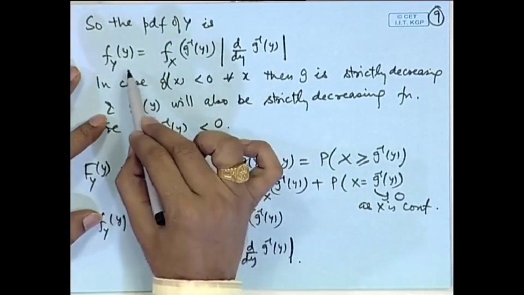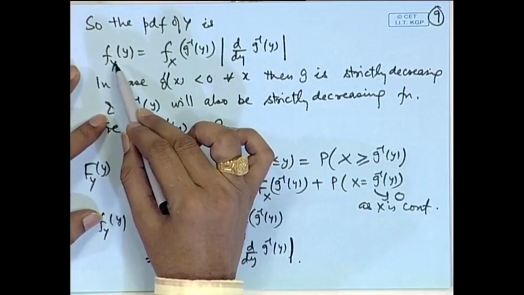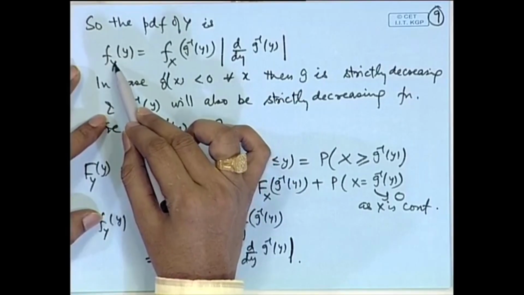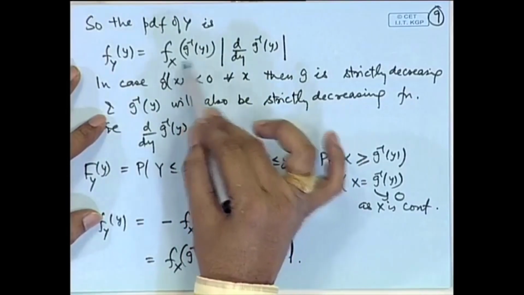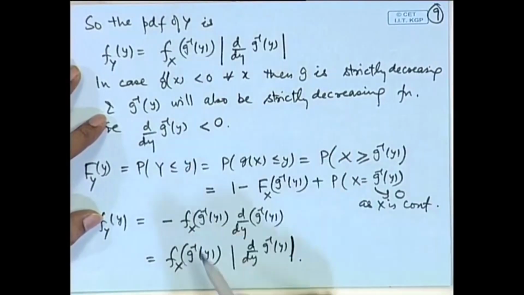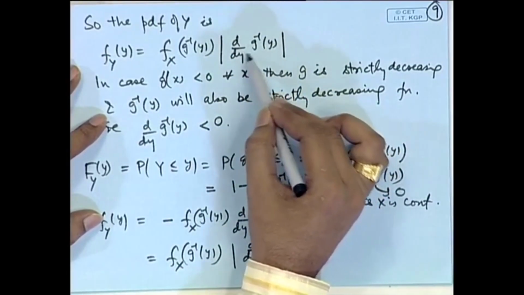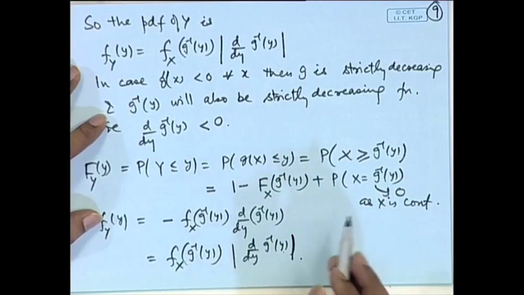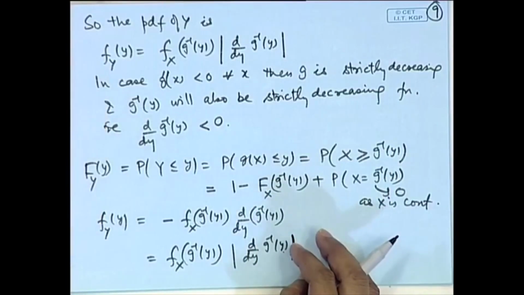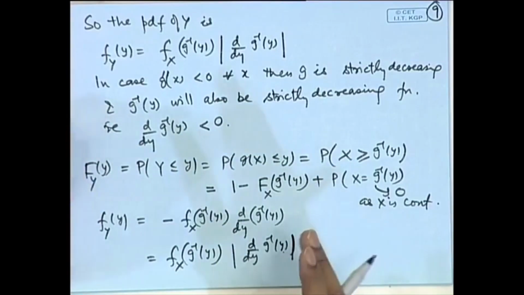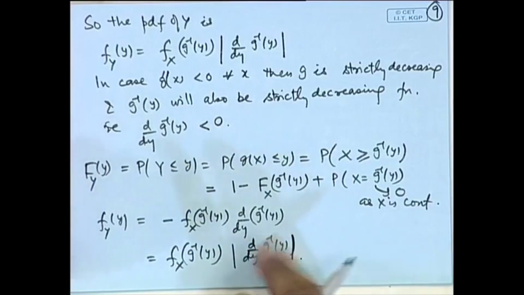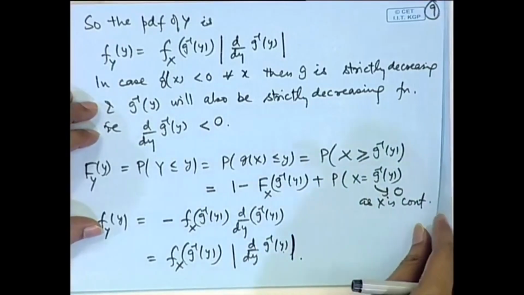So, you can see that in both the cases the density function of Y is determined as the density function of X at the point x = g inverse(y) multiplied by the absolute value of dx/dy. So, this theorem is useful when the function g(x) is a strictly increasing or strictly decreasing function.